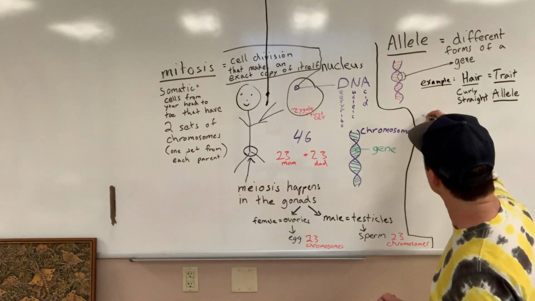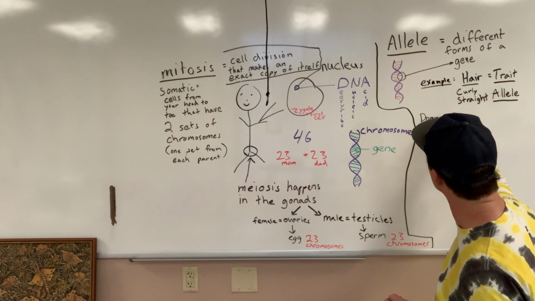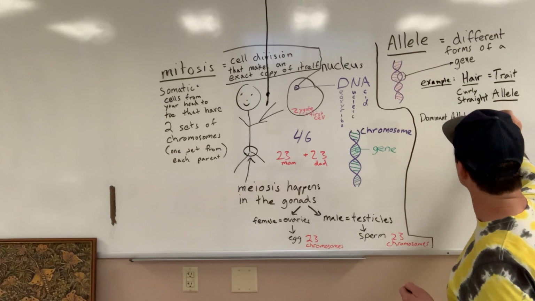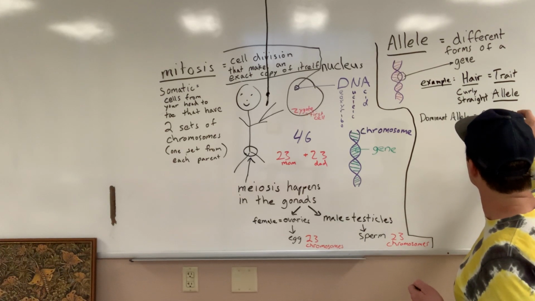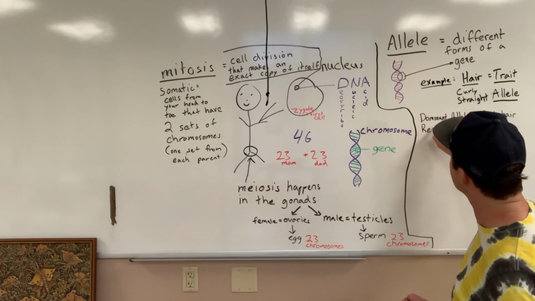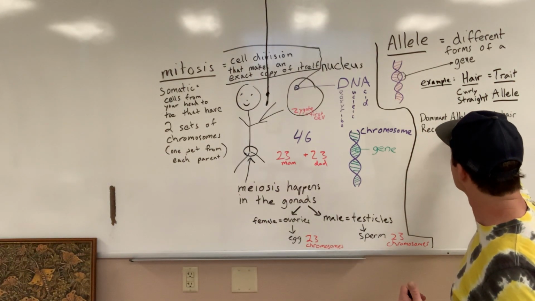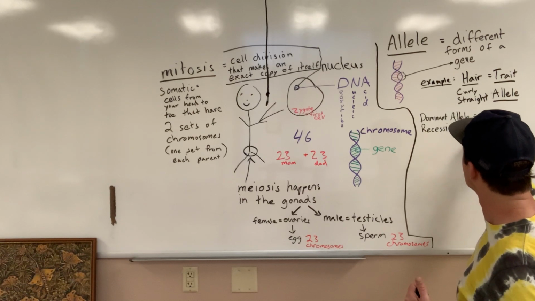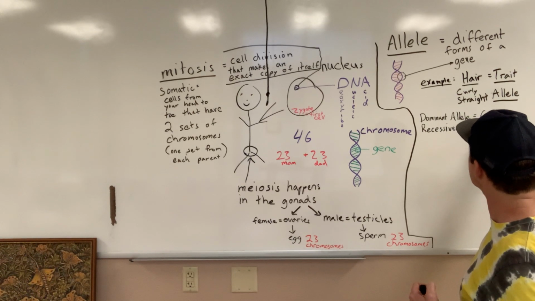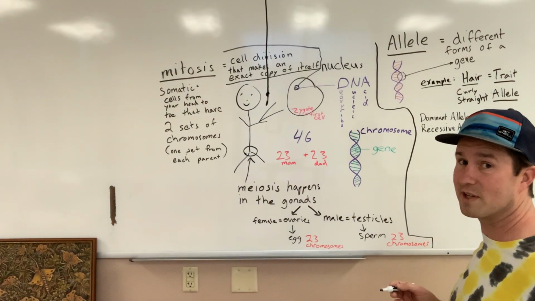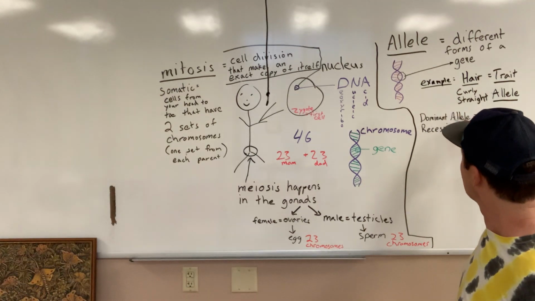So there could be a dominant allele equals curly hair, and the recessive comes from the word recede or stand back. Recessive allele would be straight hair. And I don't know this for sure. I'm just making these up right now. Okay, I don't know if curly hair is actually dominant or recessive. But we're going to start with this.